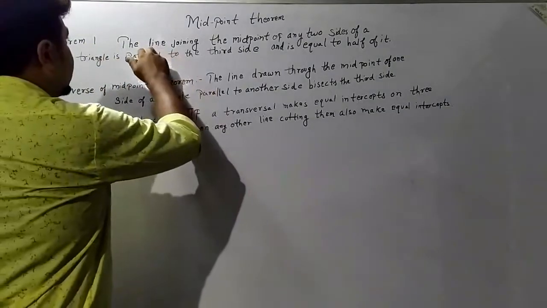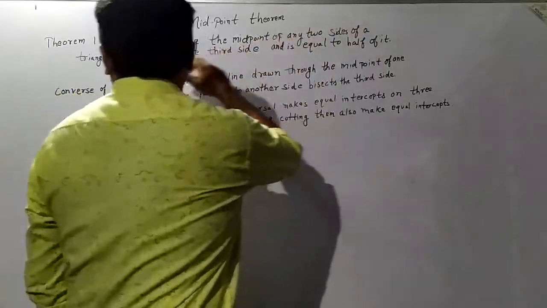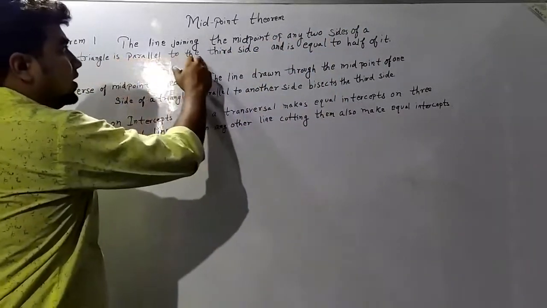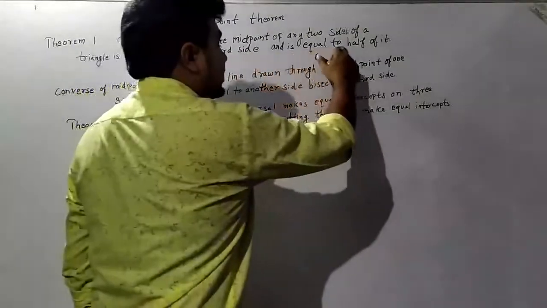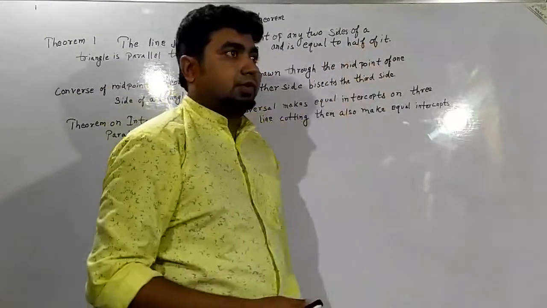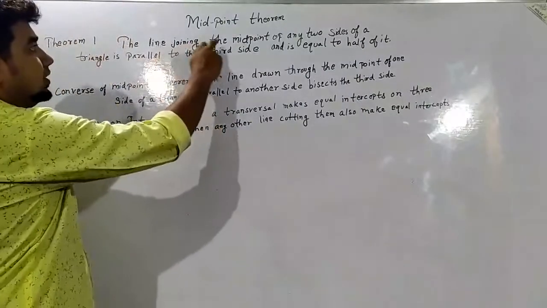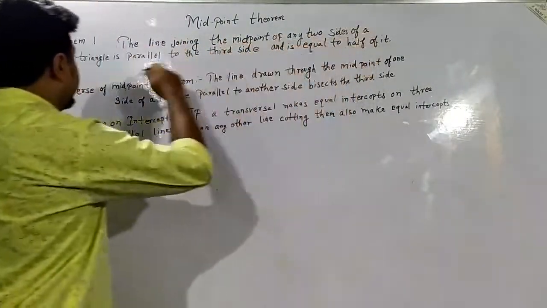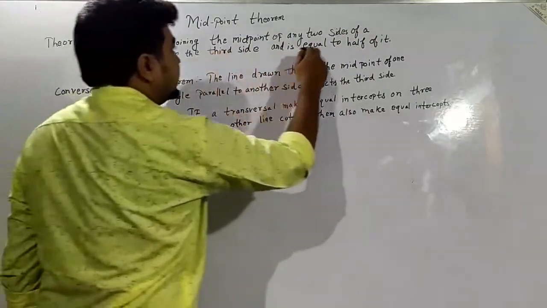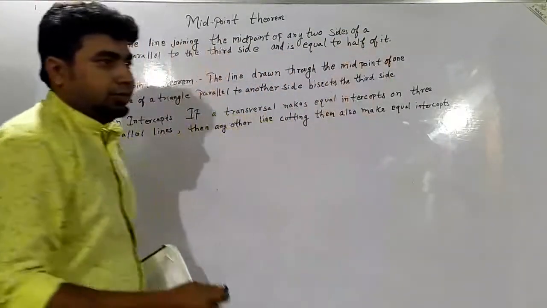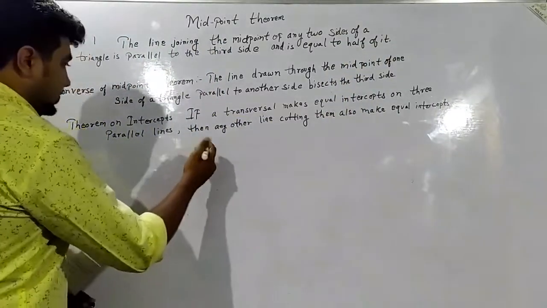Theorem 1 is that the line joining the midpoint of any two sides of a triangle is parallel to the third side and is equal to half of it. So from here we are able to get the line joining the midpoint of any two sides of a triangle is parallel to the third side and is equal to half of it. We'll be understanding this. What is the meaning of this?